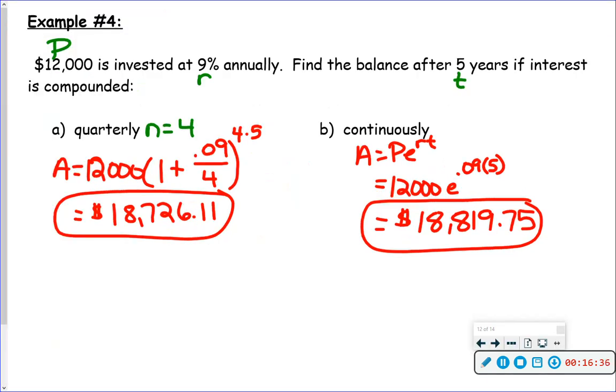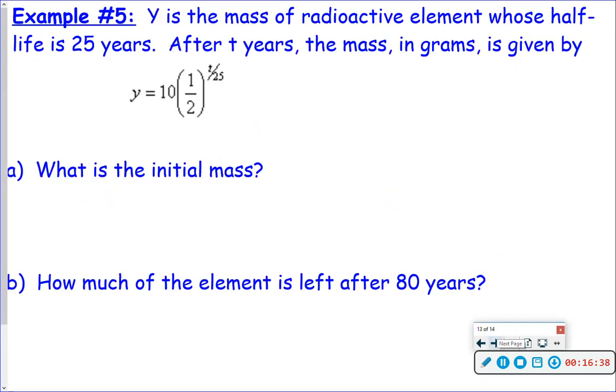All right, next up. Last word problem of the day. Actually, these aren't bad for word problems. The mass of a radioactive element whose half-life is 25 years, after t years, the mass in grams is given by, and of course there's that formula. Now, what's the initial mass? So initial, when you're starting, your time is at 0. The clock starts at 0. So I'm going to replace, of course, the T with 0.